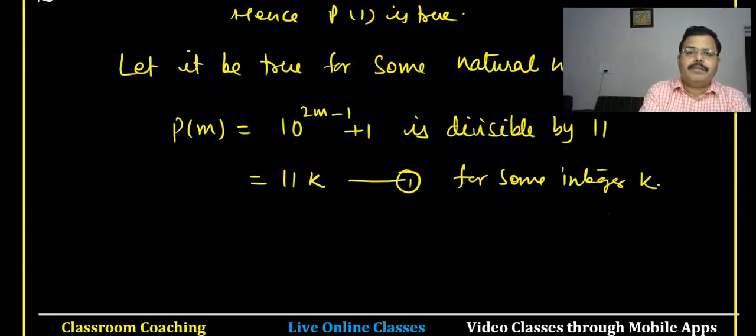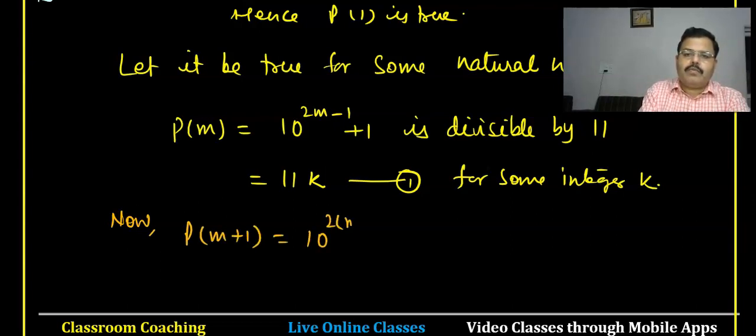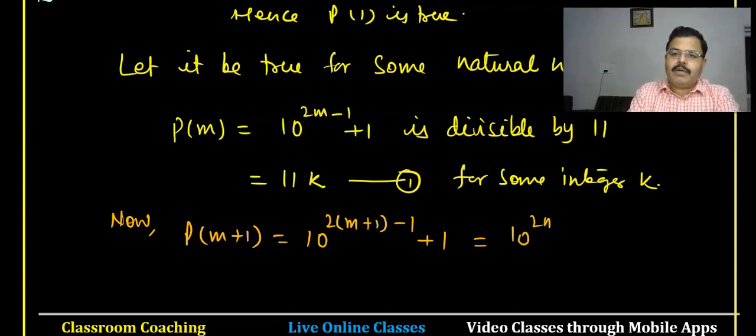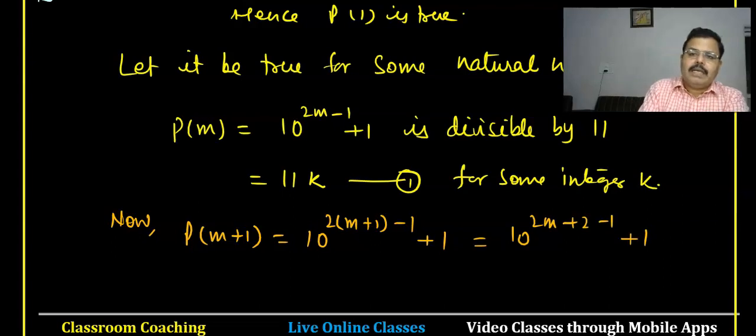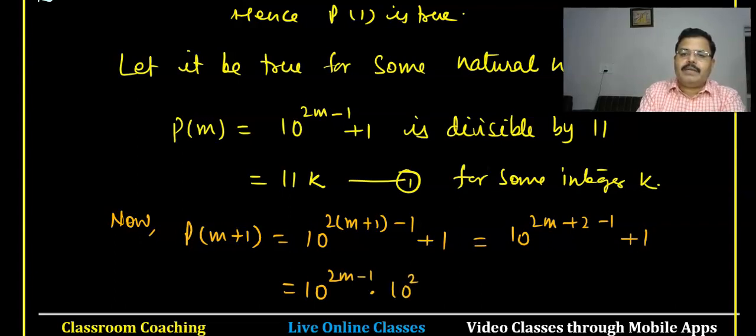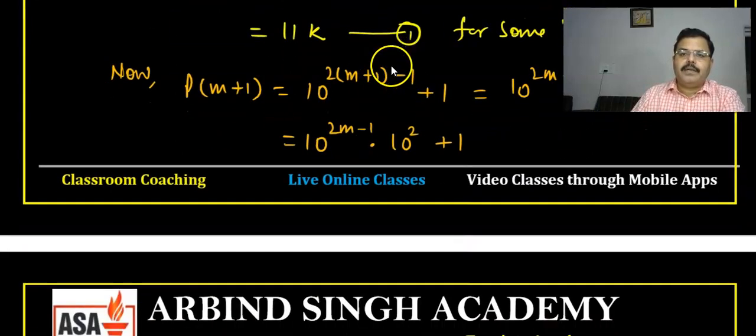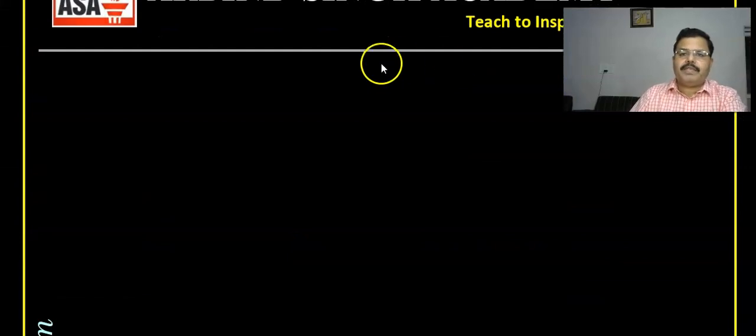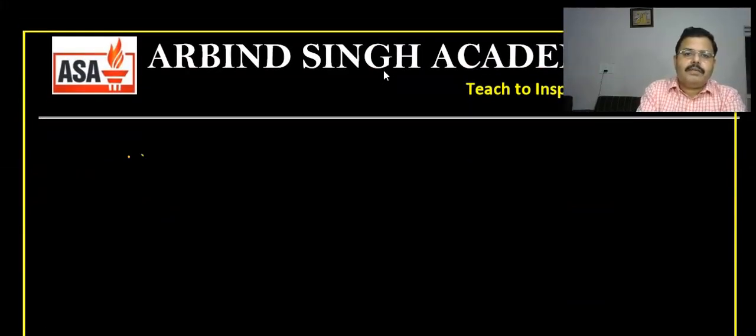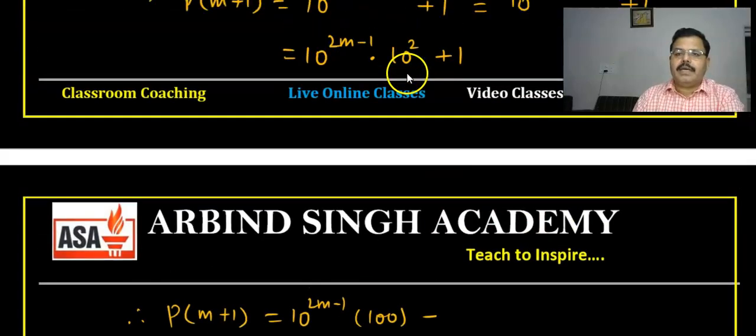Now Pm plus 1. Now Pm plus 1 is what? 10 to the power 2 times of m plus 1 minus 1 plus 1. That can be written as 10 to the power 2m plus 2 minus 1 plus 1. And that further can be written as 10 to the power 2m minus 1 and plus 2. So for plus 2 we can write multiply by 10 square plus 1. And 10 square can be written as 100. 10 square is 100. So Pm plus 1 will come like 10 to the power 2m minus 1 into 100, and 100 plus 1.